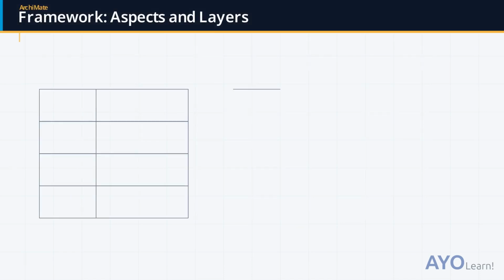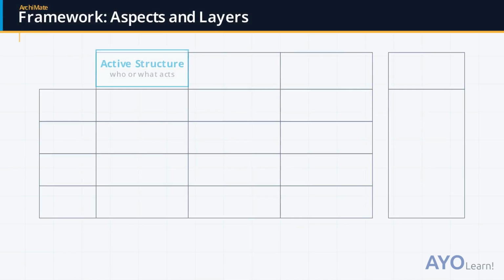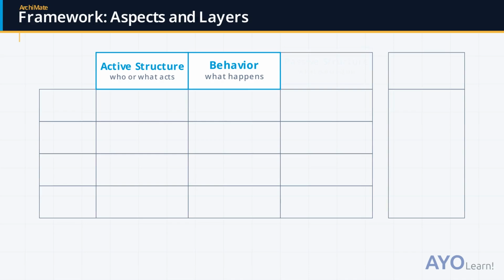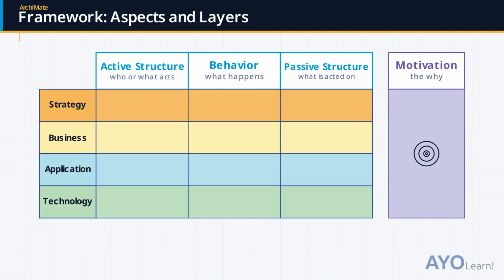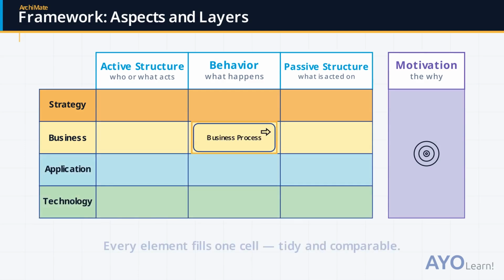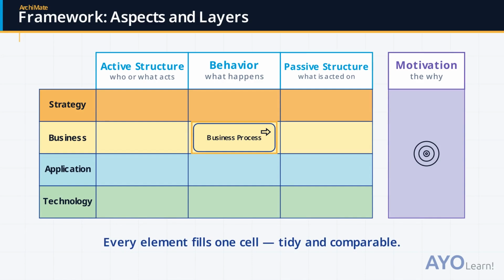Picture the framework as a grid. 3 aspect columns. Active structure, who or what acts. Behavior, what happens. Passive structure, what is acted on. Beside them, motivation, the why. The rows are colored layers. Strategy, business, application, technology. Every ArchiMate element fills one cell, so the model stays tidy and comparable.